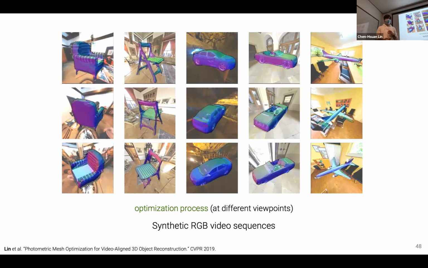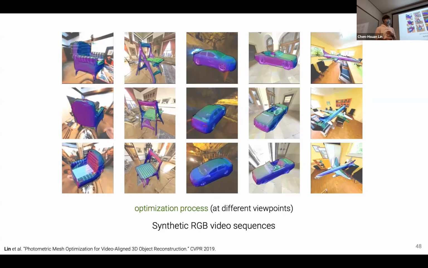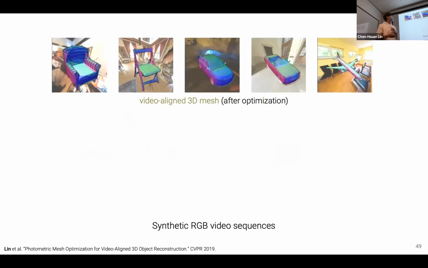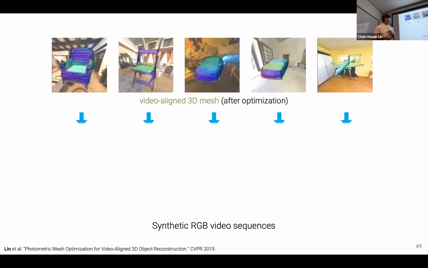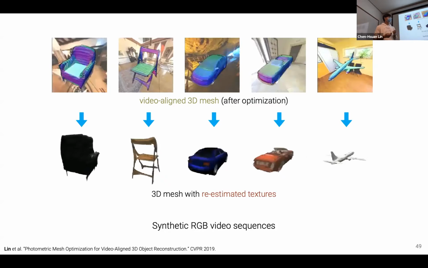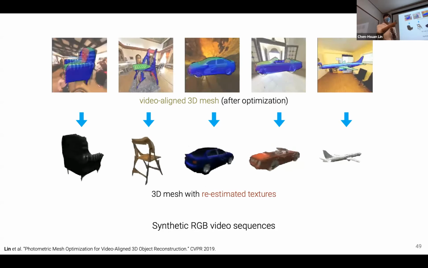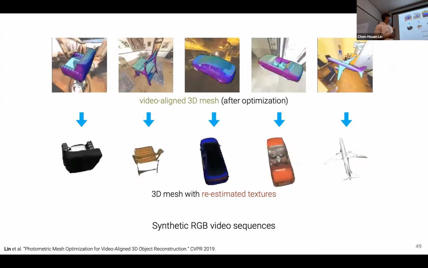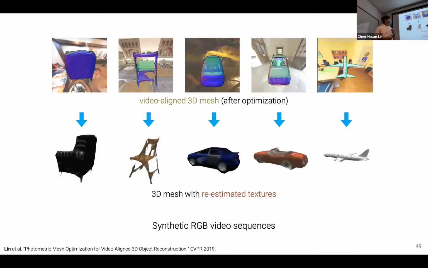So this is basically what the photometric optimization process looks like from different viewpoints. And this is the aligned meshes being aligned to the video sequences. We can also re-estimate the corresponding textures from the video sequences to extract back a 3D CAD model, with some pretty nicely textured CAD models here.